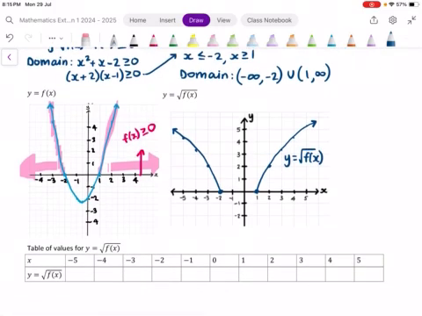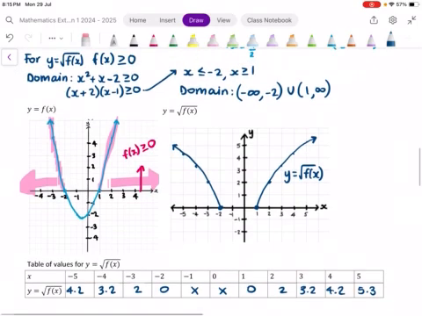Oh, oops, I forgot that there's a table of values here. I'll quickly fill it in for you, just to 1 decimal place. Asymptote does not exist. 0, 2, 3.2, 4.2, 5.3. There we go. Okay, so we know what part of our domain we want, and then we just do it as a table of values.